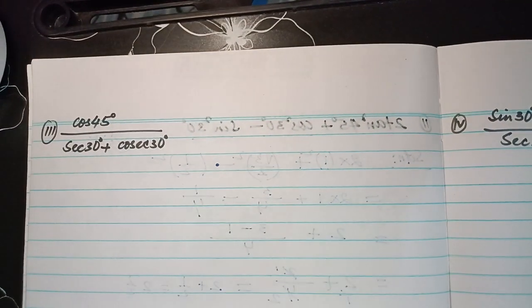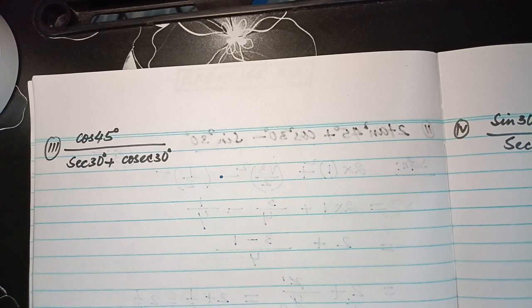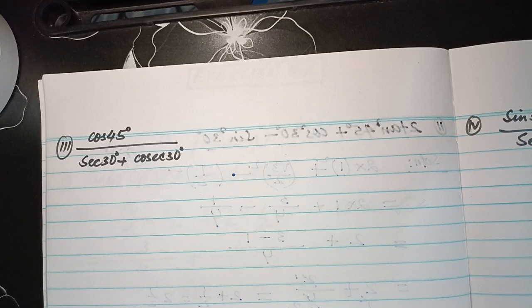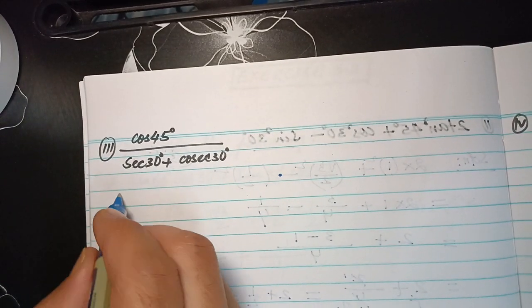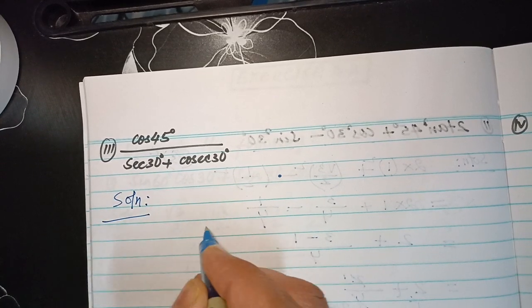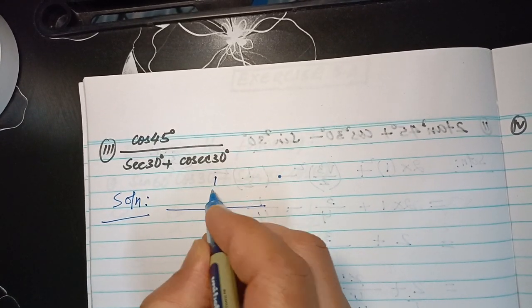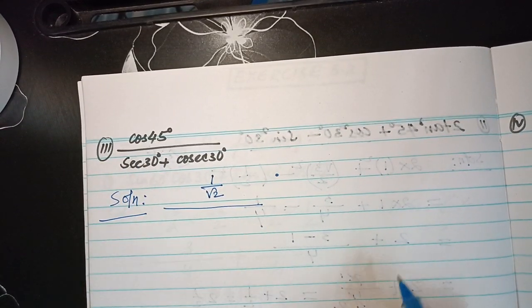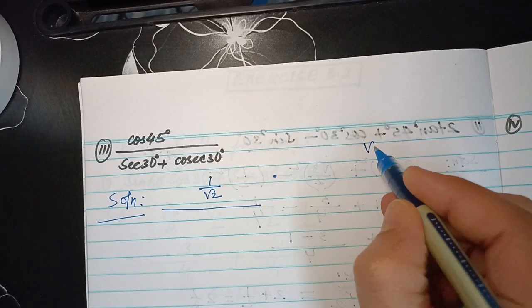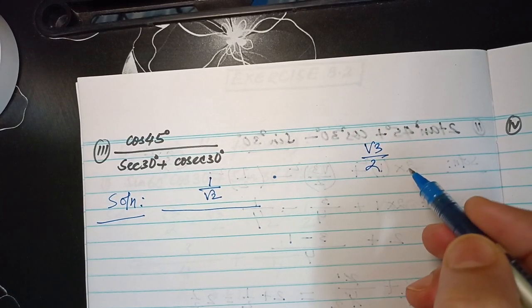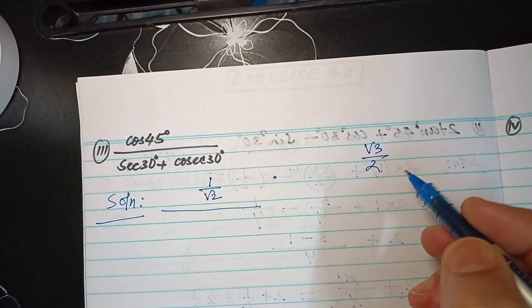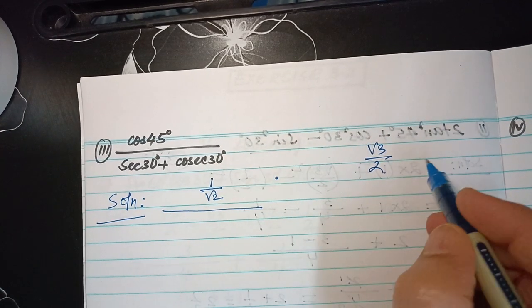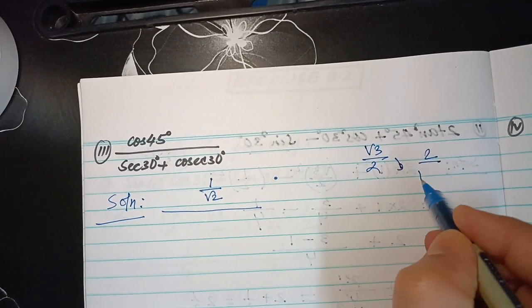Question number 3 says cos 45 degree divided by sec 30 degree plus cosec 30 degree. Just put in the values and calculate it, you will get the answer. So cos 45 is 1 by root 2 and sec 30 is, just find the value of cos 30. Cos 30 is root 3 by 2, isn't it? The value of cos 30 is root 3 by 2 and for sec it will be upside down, that is 2 by root 3.